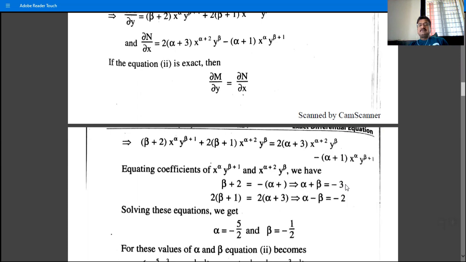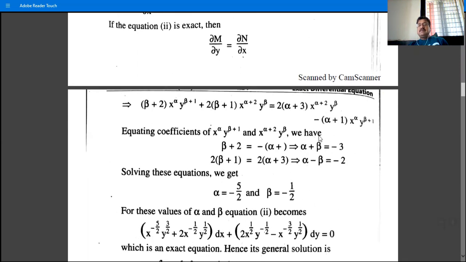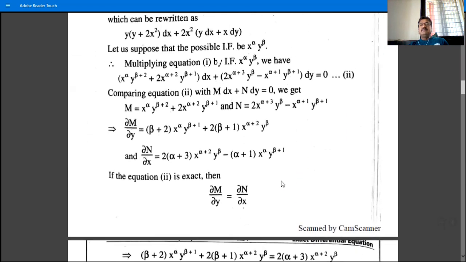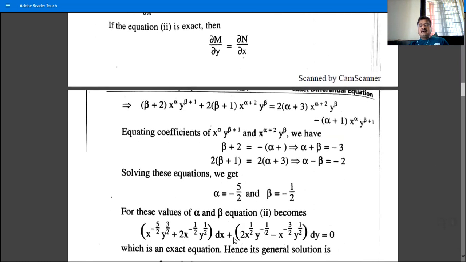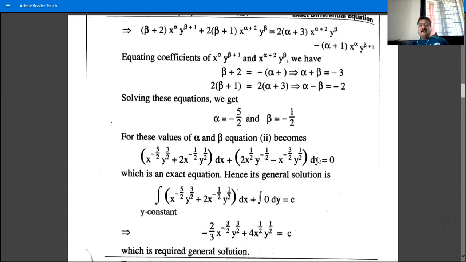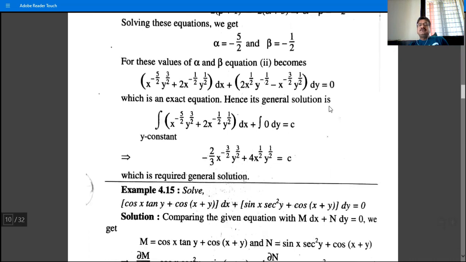α+β is equal to −3 as the first equation, and this 2β(β+1) is equal to this 2(α+3), the coefficient of x raised to α+2 y raised to β, and so α−β is −2. So we have to solve these two equations and find the values of α and β. So adding these two equations, we have α as −5/2, and substituting that α in equation number 1, we have β is −1/2, and therefore substitute these values of α and β in equation number 2, that is, substitute α as −5/2 and β as −1/2 in equation number 2. We have this equation, and this is the exact differential equation, and so its solution is what?